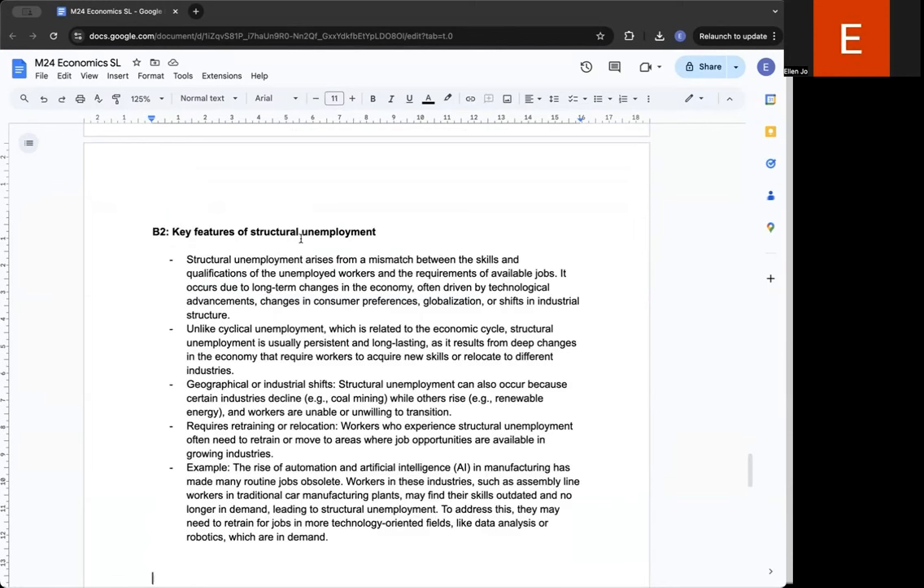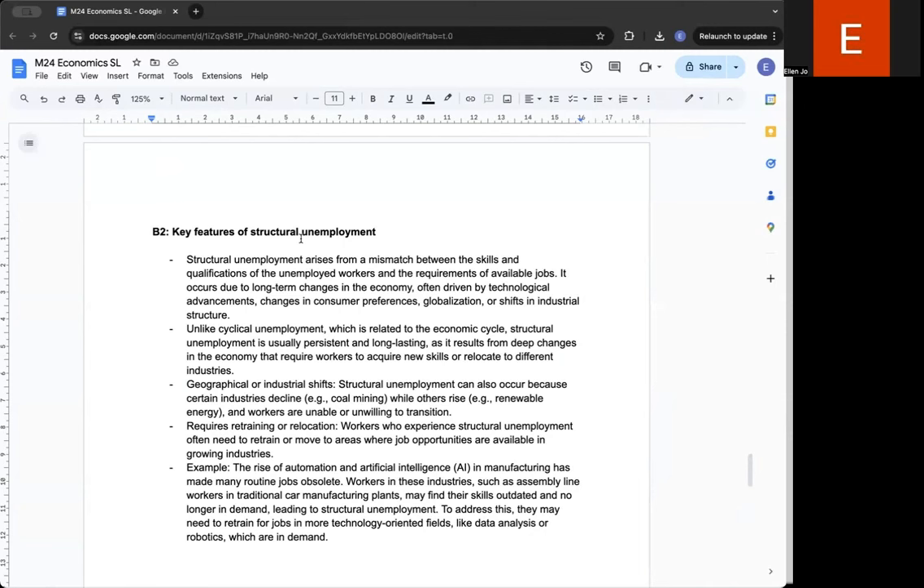Next, in Body 2, you can talk about the key features of structural unemployment. This arises from a mismatch between the skills and qualifications of the unemployed workers and the requirements of the jobs available. It occurs due to long-term changes in the economy, often driven by technological advancement, changes in consumer preferences, globalization, or shifts in industrial structure. Unlike cyclical unemployment, which is related to the economic cycle, structural unemployment is usually persistent and long-lasting, as it results from deep changes in the economy that require workers to acquire new skills or relocate to different industries.